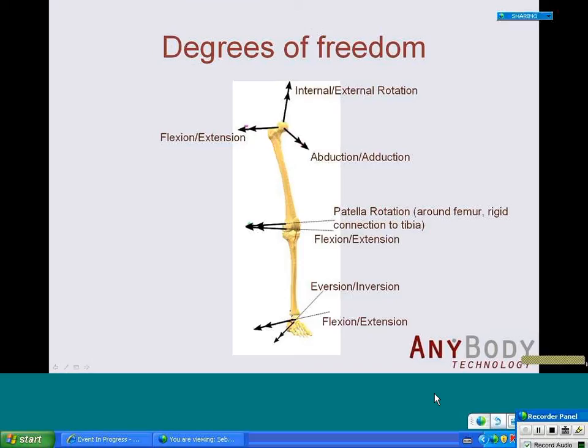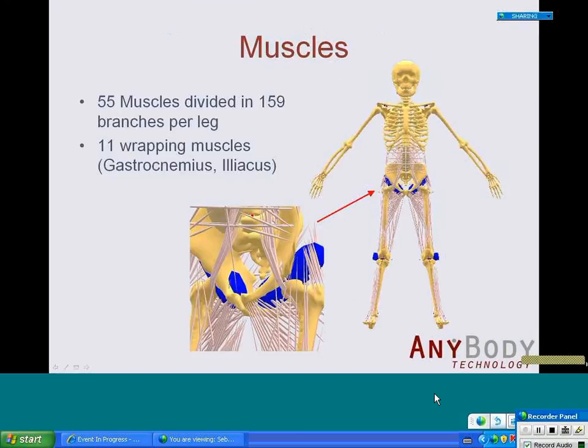After the degrees of freedom, of course, the muscles were inserted. We have now 55 muscles in each leg, which are divided into 159 branches. So, as you may see here in this detailed picture, for example, for the adductor muscles, you can see that these muscles, which have a rather large attachment site, are discretized in a way that we build up several branches to take care of the geometry of the real muscle. So we end up with this large number of muscle branches per leg.